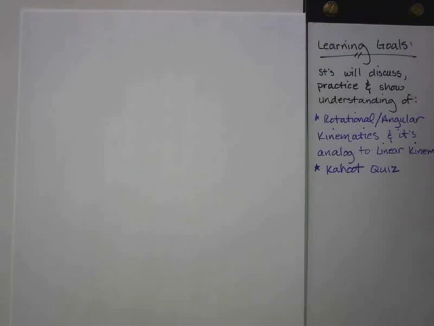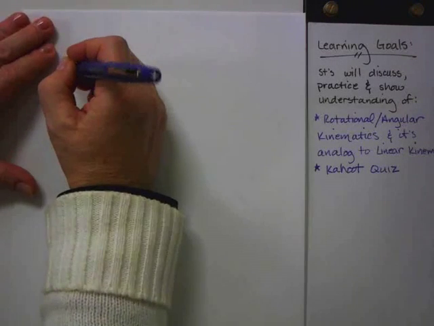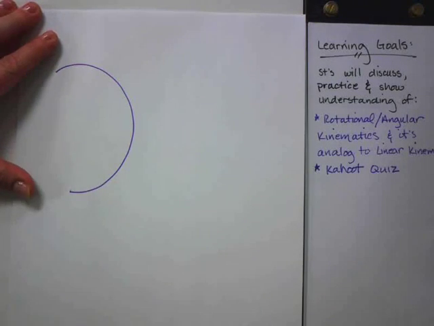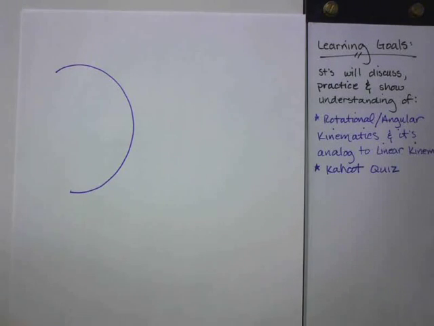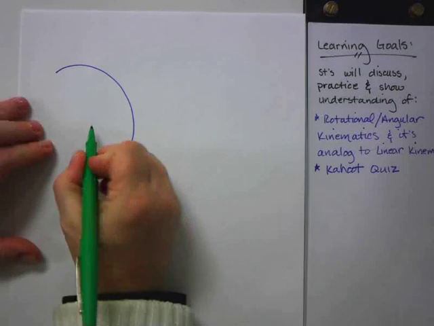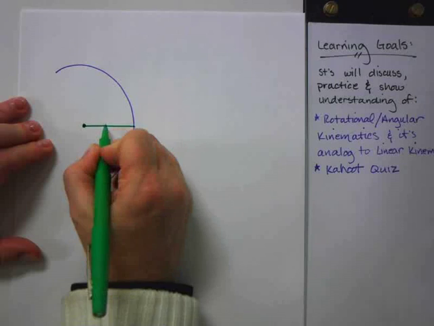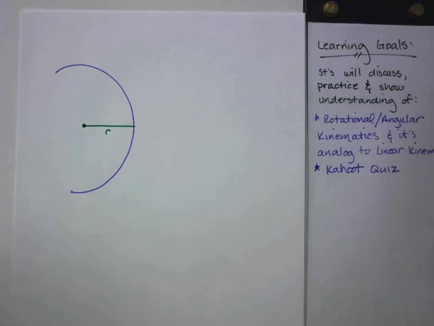I want you to imagine a circle. I'm just going to draw part of it that has a radius r. Okay?